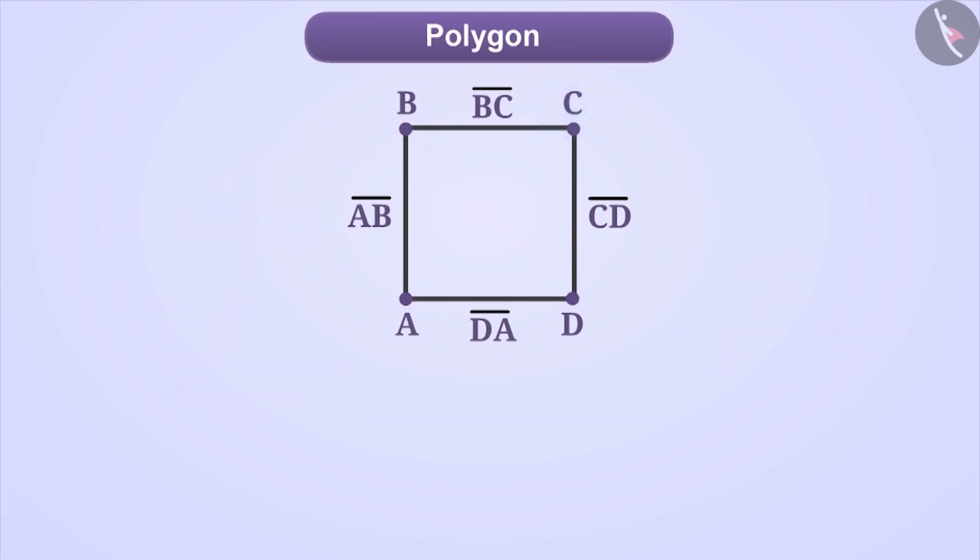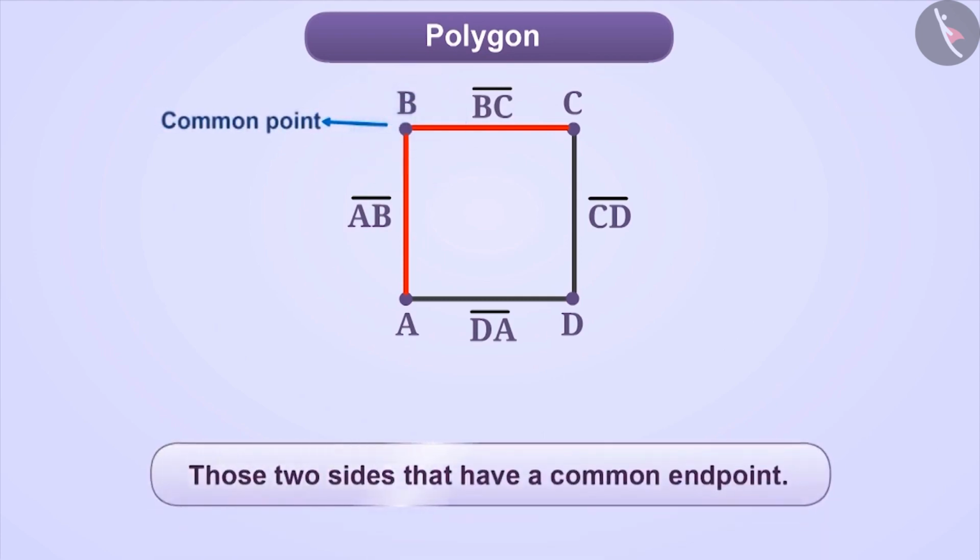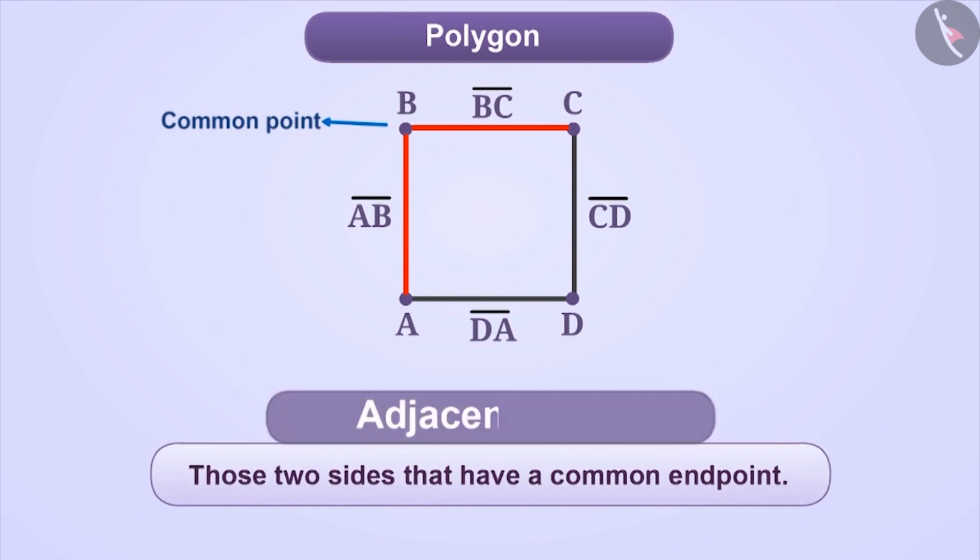Now let's talk about side AB and side BC. Both these sides are meeting at one point only. This means for side AB and side BC, point B is the common point. Any two sides having a common endpoint is known as adjacent sides of a polygon. Therefore, here sides AB and side BC are adjacent sides to each other.